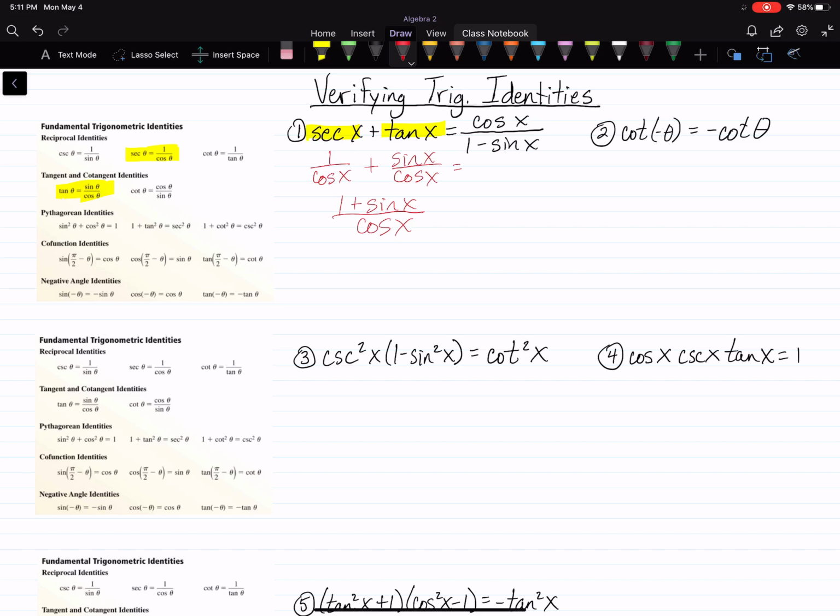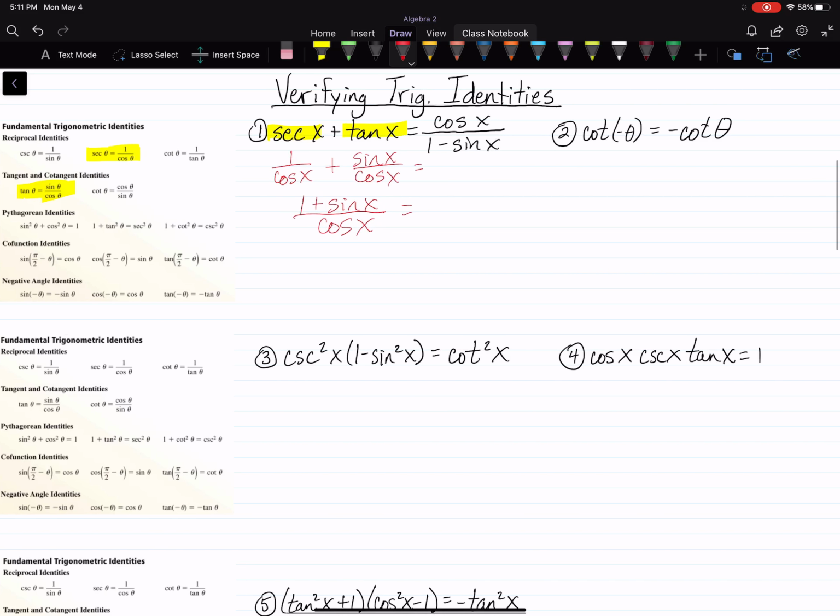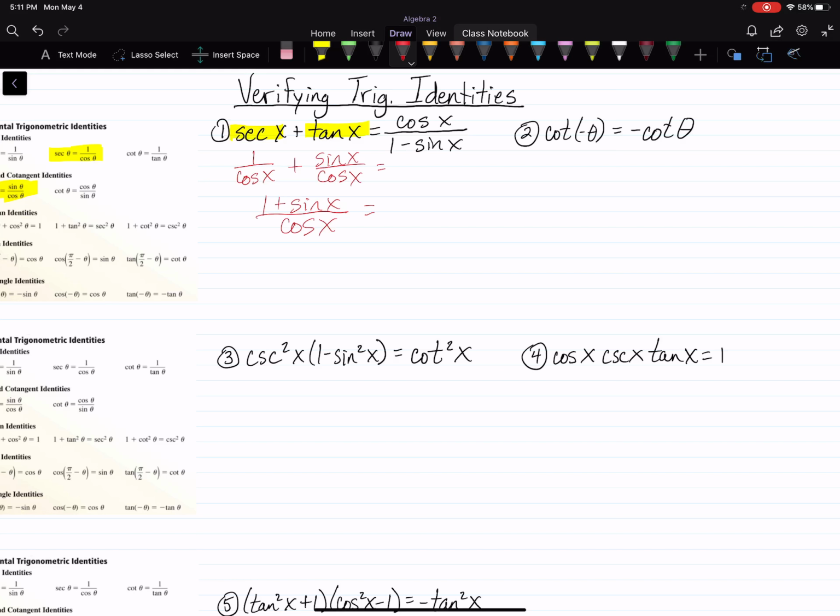And I'm almost done. The problem is I got 1 plus sine x over cosine x, and over here, that's backwards. The cosine of x is on top, and I have 1 minus sine x on the bottom. So I'm going to have to do a little rearranging here somehow. It doesn't matter which way you do it. You can change the left side or the right side. I'm going to change the right side. I've worked with the left and I've got it to here. I want the left side to look like the right side.